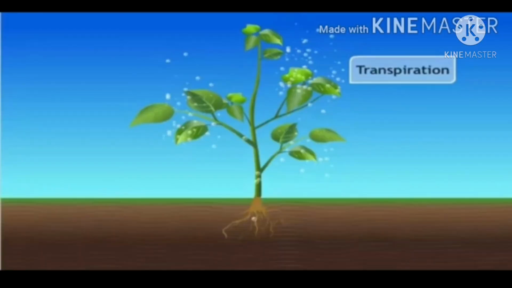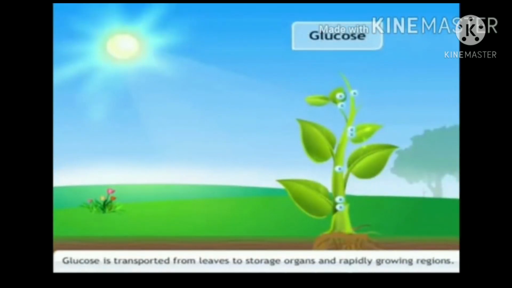Now tell me, what is the importance of transpiration? Transpiration helps in the absorption and the upward movement of water and minerals, and it also helps in temperature regulation. Okay? So far we have discussed the transport of water in plants. Now let us study transport of food in plants.